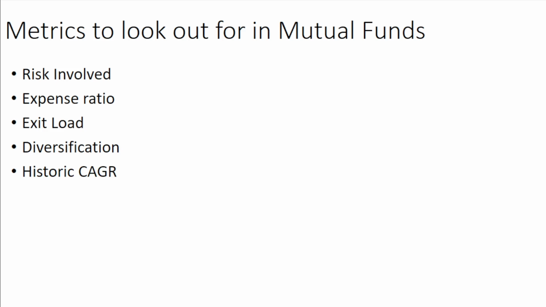Next is historic CAGR. You can keep this as the last metric, because there is no guarantee in any investment idea that whatever percentage has been provided in the previous years can be guaranteed for the future. There is no guarantee given, but you can see how this mutual fund has performed by seeing the historic CAGR.